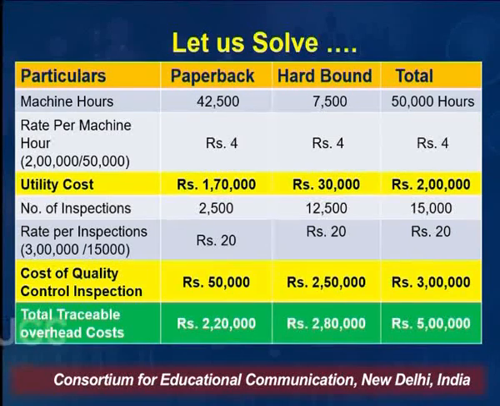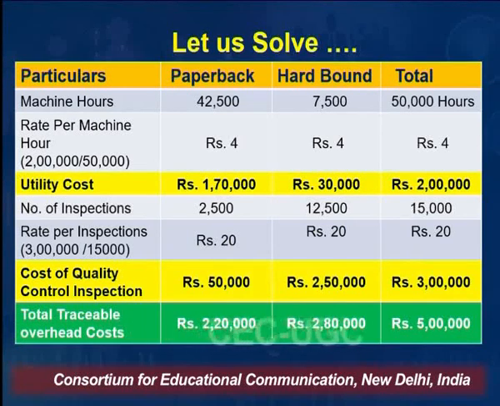Now if you ask me how to calculate the utility cost which is to be allocated to paperback, very simple. You have machine hours, you have rate per machine hour, multiply it: 42,500 into rupees 4 will give me the utility cost of rupees 1,70,000 for paperback. For hardbound it is 7,500 into 4, and the value comes to be rupees 30,000 on account of utility cost. And for total, very simple, 50,000 hours into 4 which is rupees 2 lakh. So this total value was known to us.